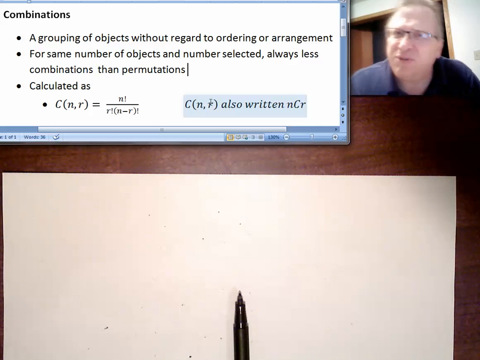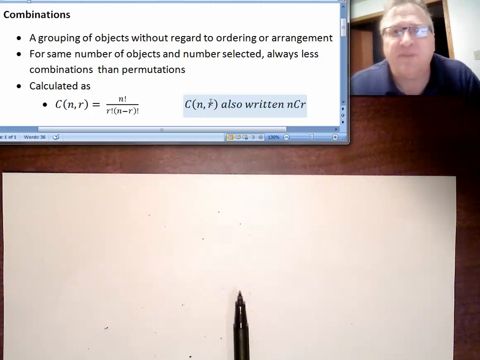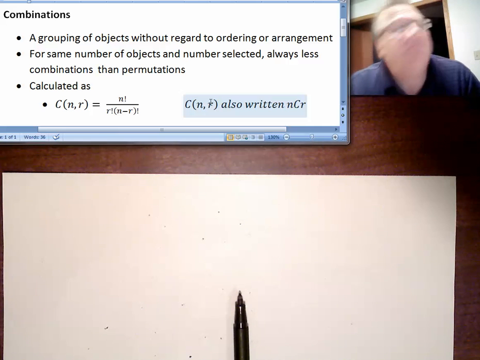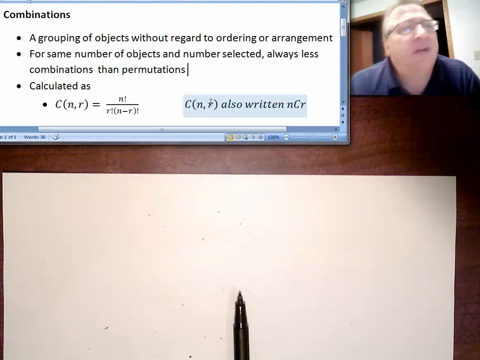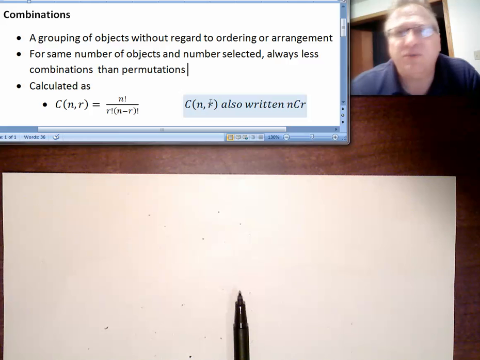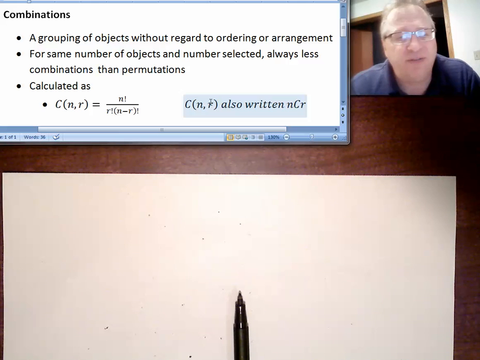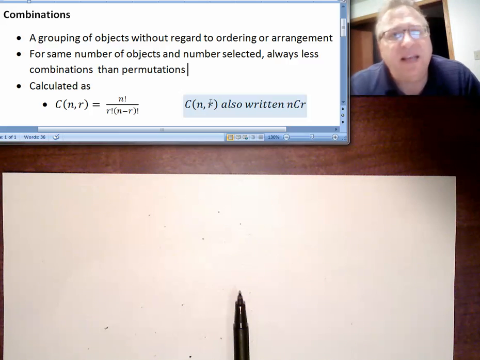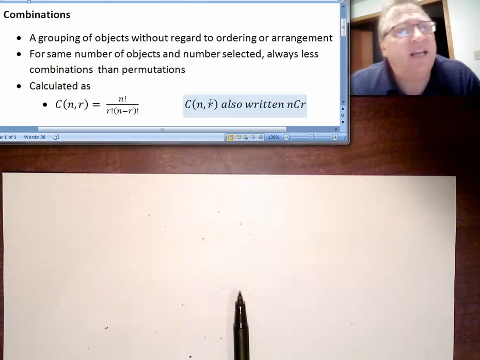We use the same sort of nomenclature, but the equation is a little different. Combinations are calculated as n factorial divided by r factorial times the quantity n minus r factorial. And once again, for those of you with a fancy calculator who might do these calculations for you, you're looking for a PRB, probability key, or a key that says nCr. Then all you have to do is punch in the n and the r, and it will calculate the number of combinations for you.